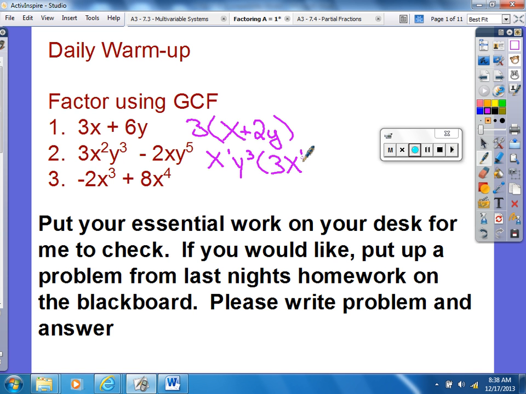I have 3y. How many do I need for this one? 3. So do I need any more y? No. Okay. Minus. Do I need to write the 2? I need to write the 2. How many more x's do I need? None. How many more y's do I need? 2. And that's it.